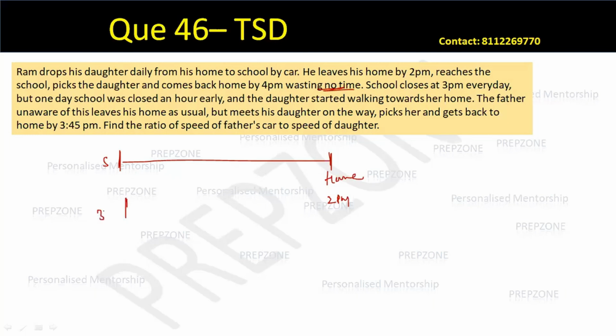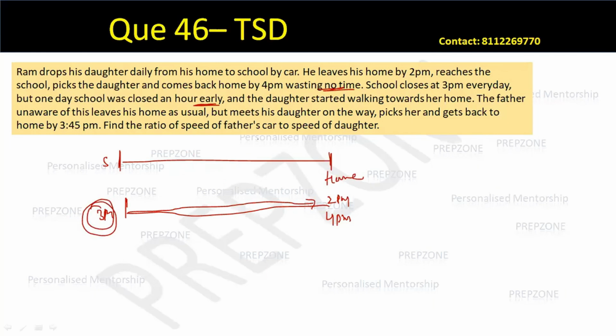At 3 p.m. the school ends, okay. So usually what happens is it takes him 1 hour to reach, pick, and then they come back by 4 p.m. This is what happens usually. But what has happened now? The father, unaware of this, but one day the school was closed 1 hour early. So now what is given is the school usually closes at 3, but now it closed at 2, 1 hour early, and the father is not aware of it.